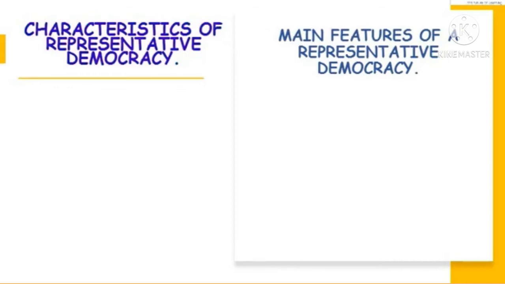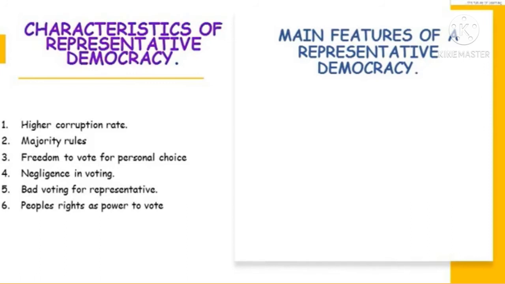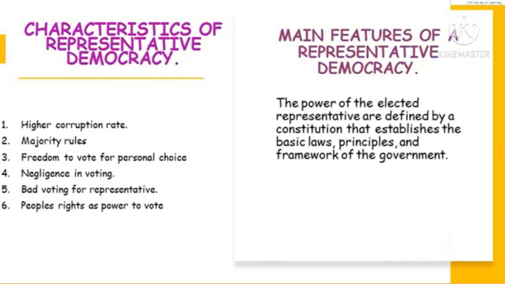Now, the characteristics of representative democracy. We are looking at the main features, just for the broadening of knowledge. One of the characteristics is that there is a high corruption rate. There is lobbying in the house so that these policies can go through. Then we have majority rules. We have freedom to vote for personal choice. Then you have negligence in voting. You have bad voting for representatives. Then the people's right is the power to vote. All these are the characteristics of representative democracy.